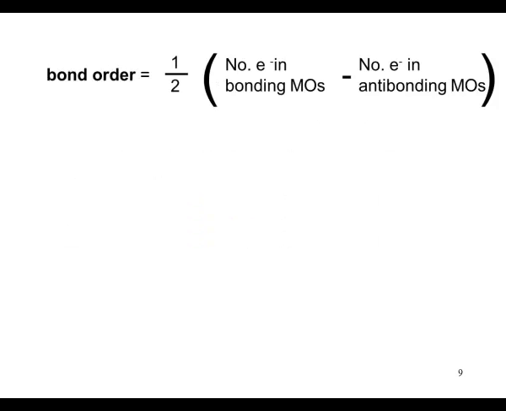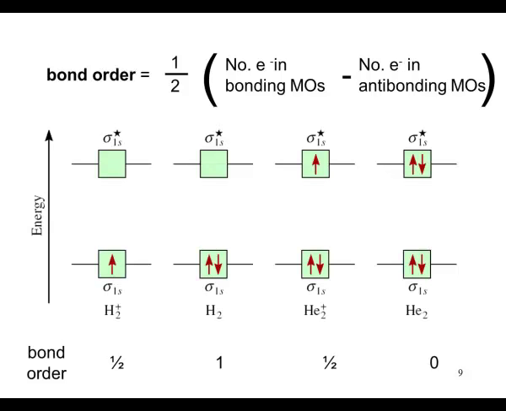The bond order is 1/2 of the number of electrons in the bonding molecular orbitals minus the number of electrons in the antibonding molecular orbitals. Here we have H2 plus with 1 electron in a bonding orbital, none in the antibonding orbital. 1/2 of 1 is 1/2. That's the bond order. For H2, we have 2 electrons in the sigma 1s, none in the sigma 1s star.